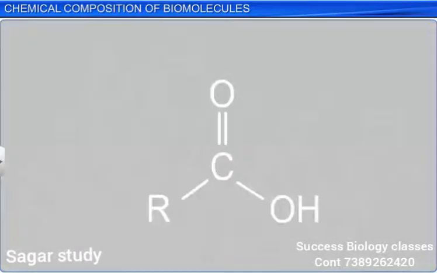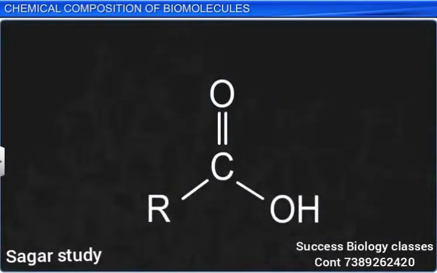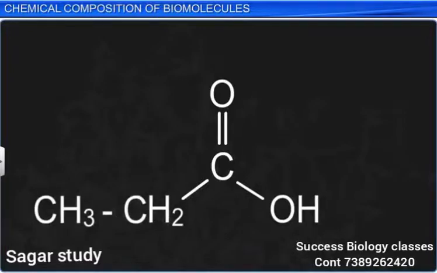Fatty acids that form lipids have a carboxyl group attached to an R group. The R group could be a methyl, ethyl, or a higher number of CH2 group with 1 carbon to 19 carbons.